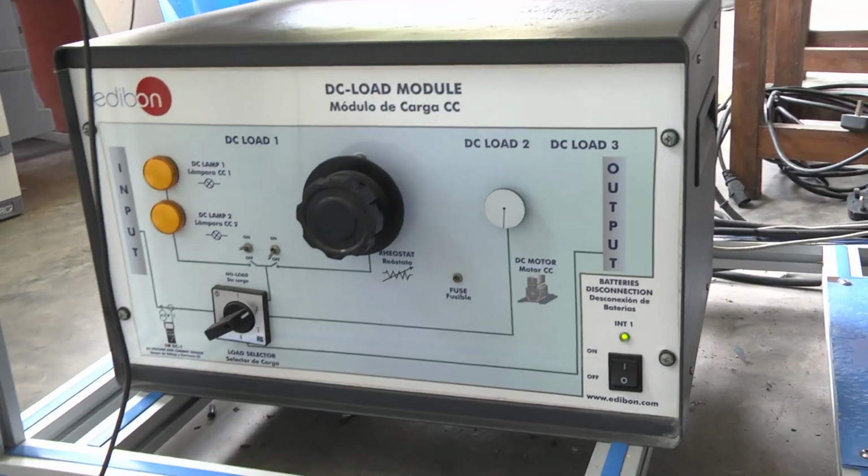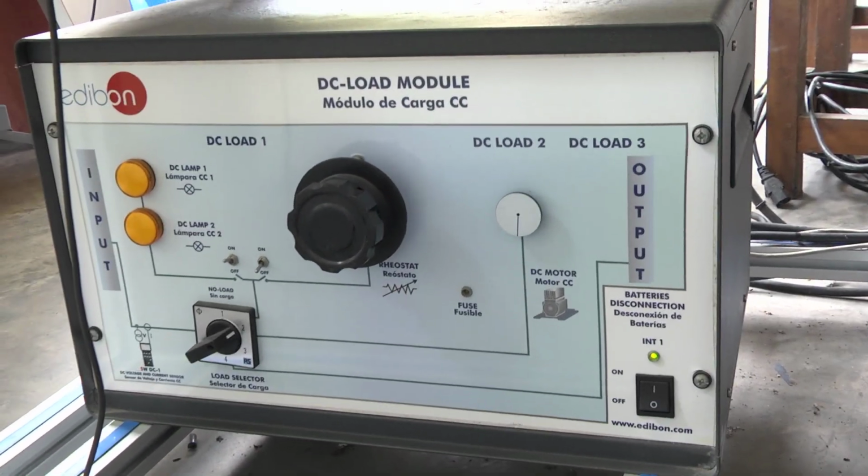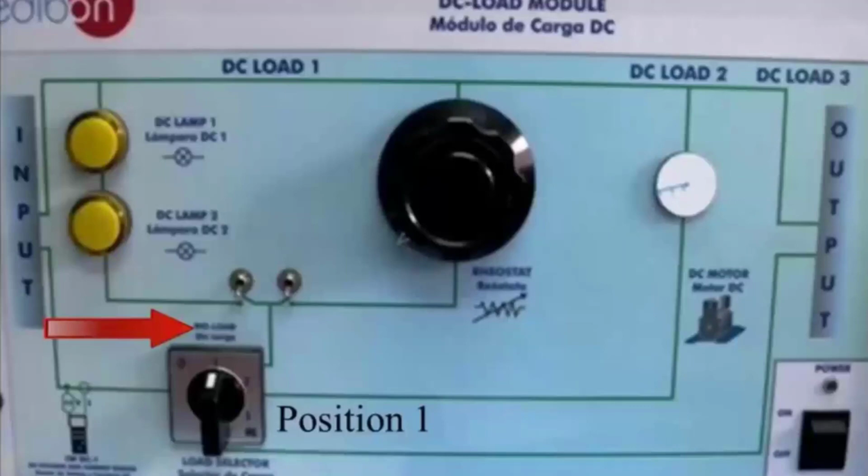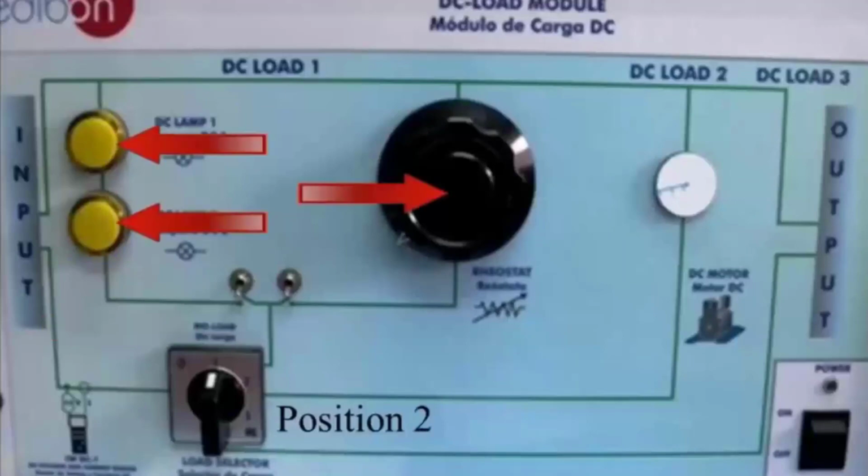This is the DC load module. There are 3 positions for 3 DC load conditions. Via this load selector, we can select the appropriate load. At position 1, no load condition. In position 2, 2 DC lamps and the rheostat can work in parallel or separately.